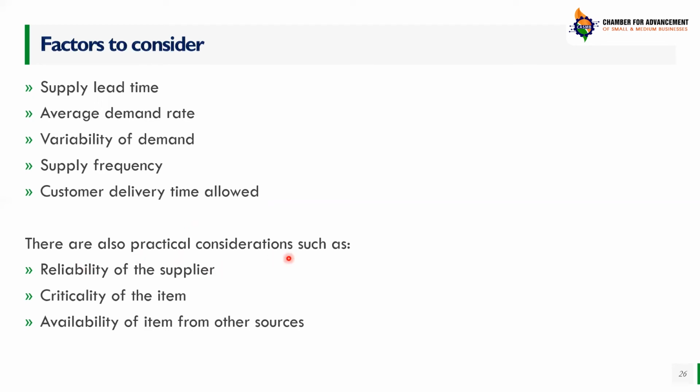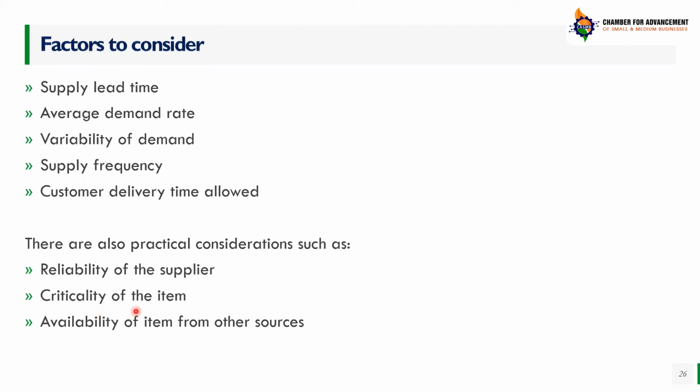And there are also practical considerations like reliability of the supplier. So if any vendor is very reliable that you place the order and tomorrow he will deliver, then you can maintain lower inventory of that. But if your supplier is not that reliable, like sometimes he will deliver tomorrow, sometimes he will deliver after 5 days, then it's not reliable. Supplier is not reliable. Then you have to decide the safety stock accordingly.